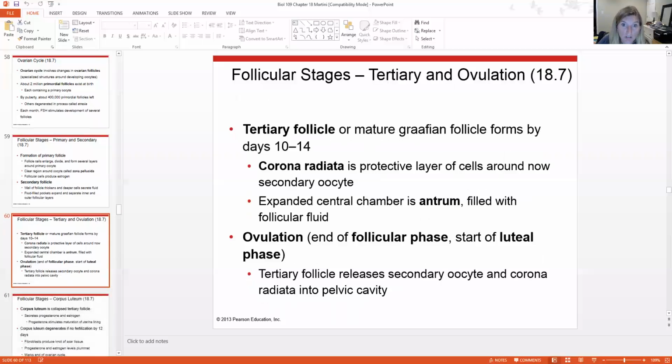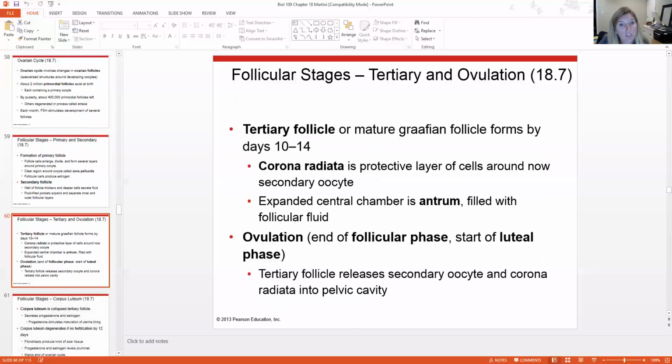Then there's the tertiary follicle, or mature Graafian follicle. It forms by days 10 to 14 of our ovarian cycle. The corona radiata forms around this. It's another protective layer. The expanded central chamber is called the antrum, and it has follicular fluid.